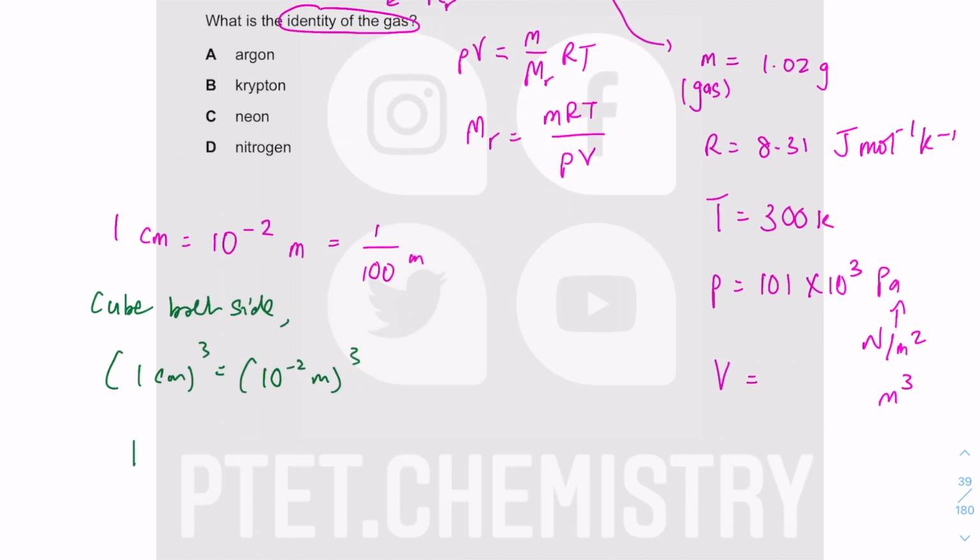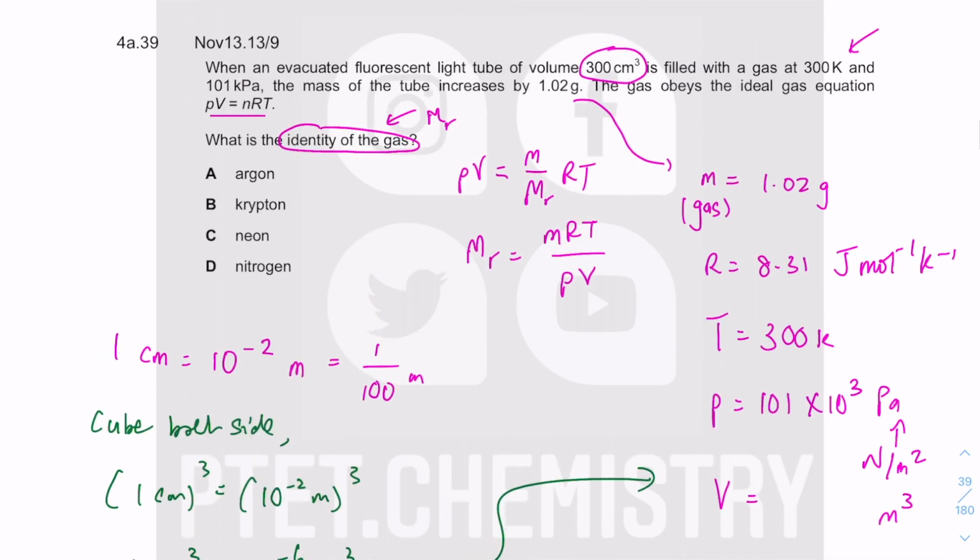1 cm cubed is 10 to the minus 2 cubed, which is 10 to the power minus 6 meter cubed. So what we get is the volume, what was it just now? 300 cm cubed. So that is 300 multiplied by 10 to the power minus 6. That's how we convert cm cubed to meter cubed very easily.